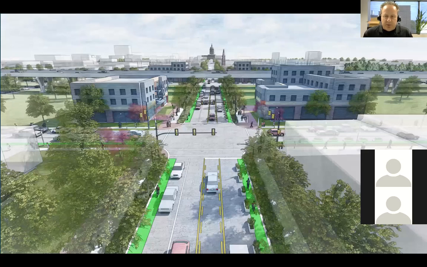An interesting note about the Polk Quincy Viaduct project is that Van Buren will be open under that viaduct. So you'll have an uninterrupted path from the river to the Capitol, which currently does not exist today along Van Buren.